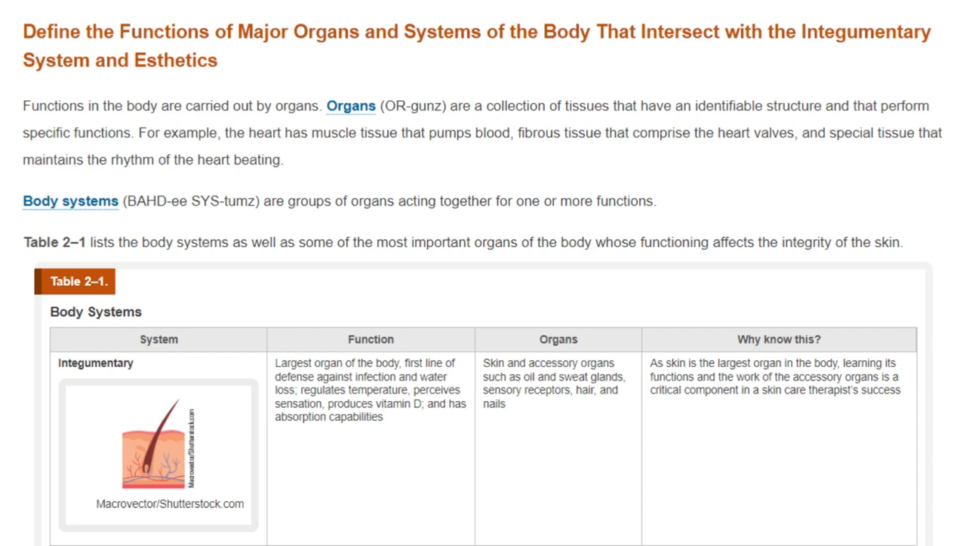Table 2.1. Integumentary system. Function: largest organ of the body, first line of defense against infection and water loss, regulates temperature, perceives sensation, produces vitamin D, and has absorption capabilities. Organs: skin and accessory organs such as oil and sweat glands, sensory receptors, hair, and nails. Why know this? As skin is the largest organ in the body, learning its functions and the work of the accessory organs is a critical component in a skincare therapist's success.